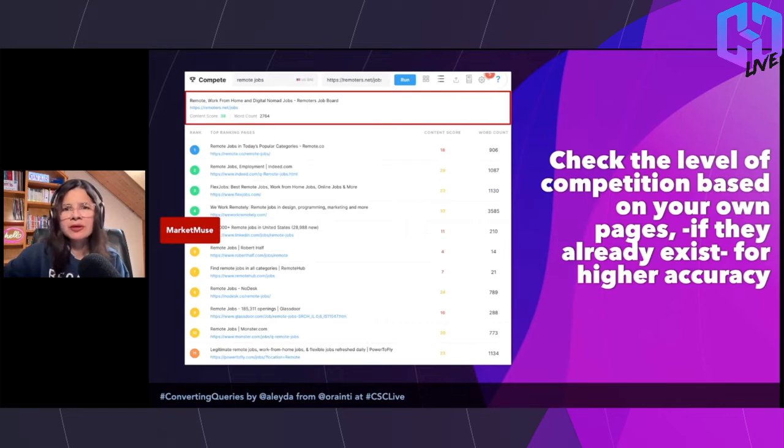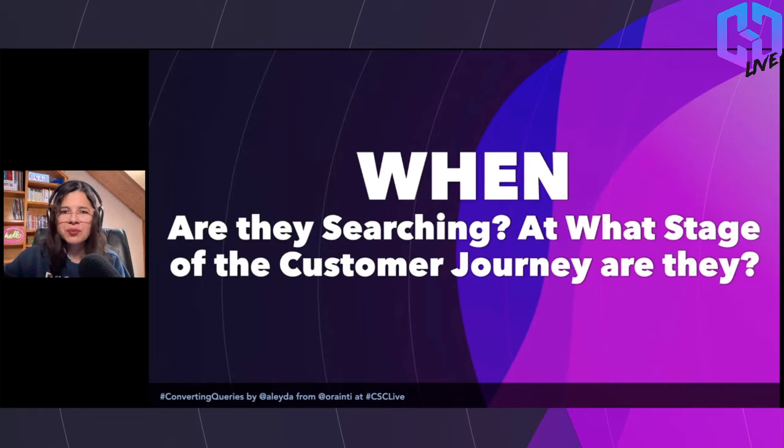It is also possible, and I would highly suggest, if you have access to content optimization tools like MarketMuse, again, to check the level of competition based on your own pages, if they already exist, for higher accuracy. We know that keyword tools will tend to give this generic level of competition for queries in SEO, but it will be much better to validate accordingly with your own existing pages, right?